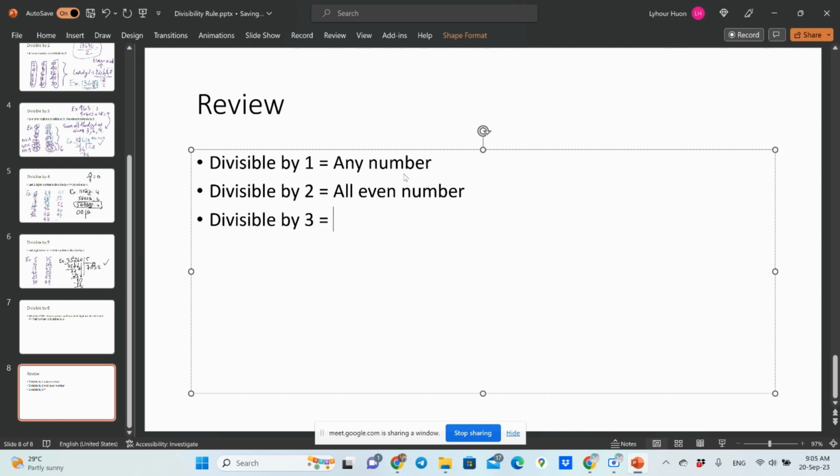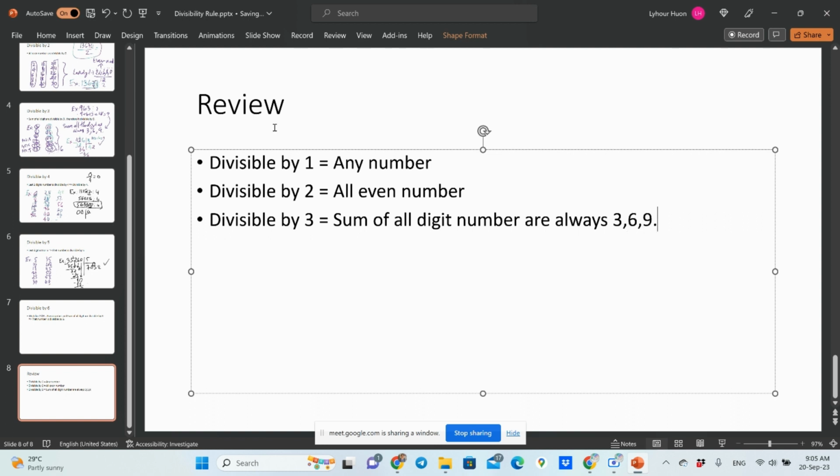Divisible by 3. If we see a large number and we want to check whether that number is divisible by 3 or not, how can we check? When we add the digits together, the sum of all digits is always 3, 6, or 9.